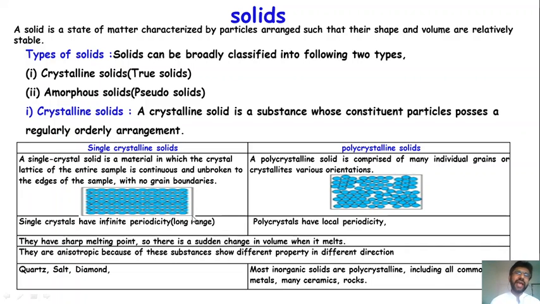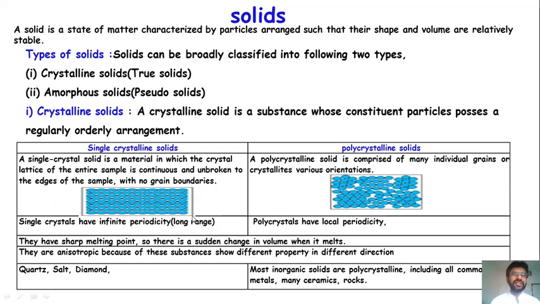Solids can be broadly classified into two types. One is the crystalline solid, also known as the true solid, and the second is the amorphous solid, known as the pseudo solid. Now the first one is the crystalline solid. A crystalline solid is a substance whose constituent particles possess a regular, orderly arrangement. That means all the particles are arranged in a regular manner, with proper order.